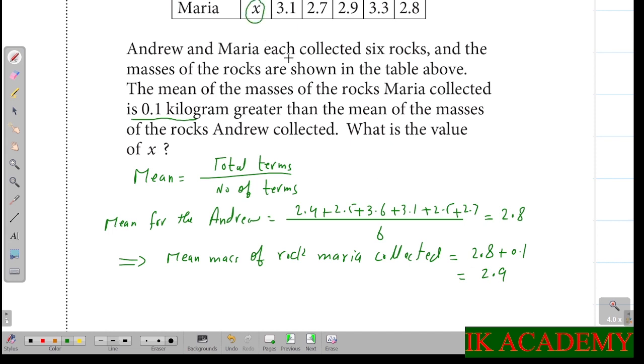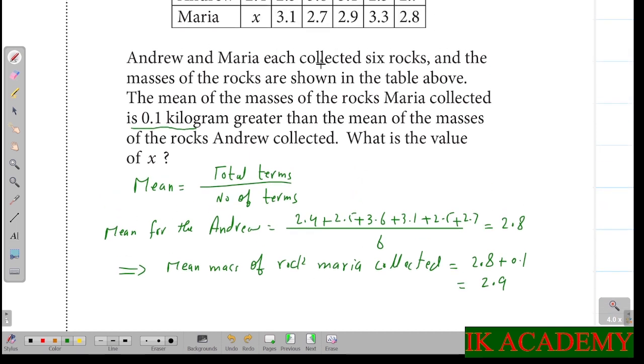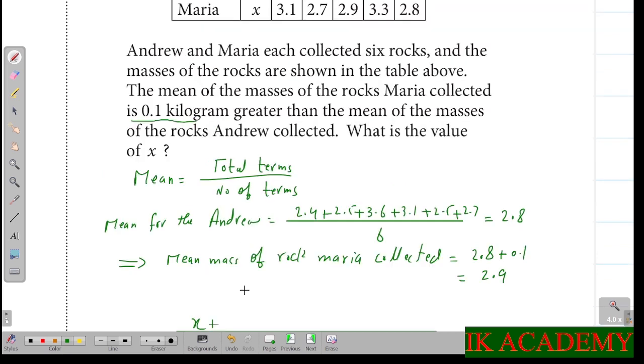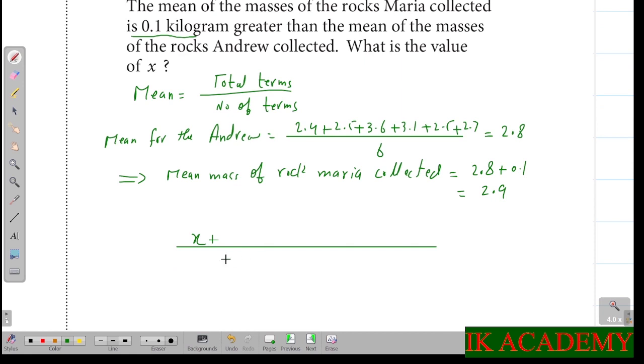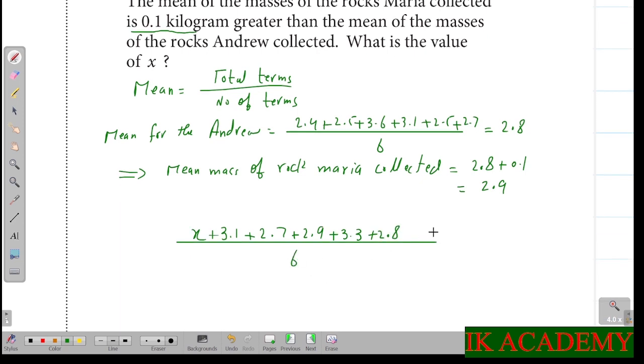We need to find the value of x. So we will take the total mean mass of these terms plus x divided by 6. I'm going to say x plus 3.1, 3.1, 2.7, 2.9, 3.3 plus 2.8, divided by 6 is the mean mass of rock Maria collected. It will be equal to 2.9.